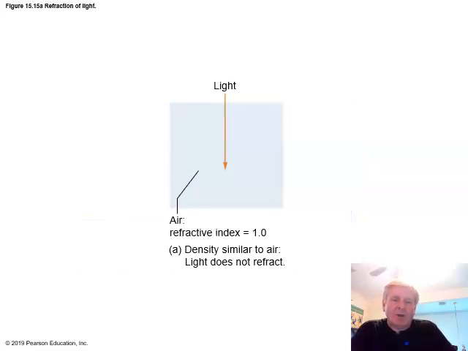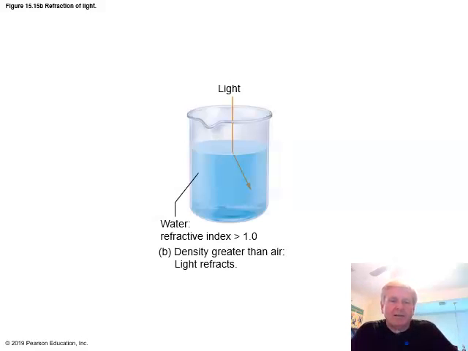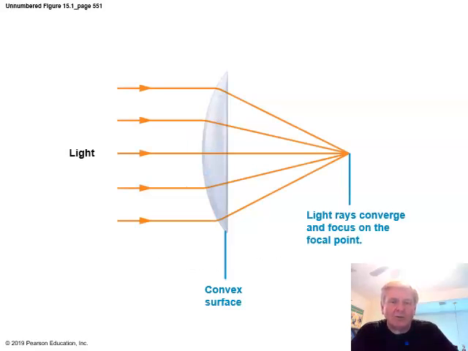So with a density similar to air, light will not refract, so it's basically a parallel, singular line. In water, when light goes from air to water, water has a refractive index greater than 1, so that causes light rays to bend, as you can see from the demonstration. Also, lenses are what opticians and optometrists use to correct errors in vision. We're going to talk about nearsightedness and farsightedness, myopia and hyperopia, also later.